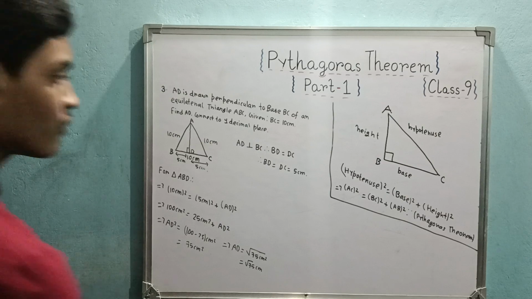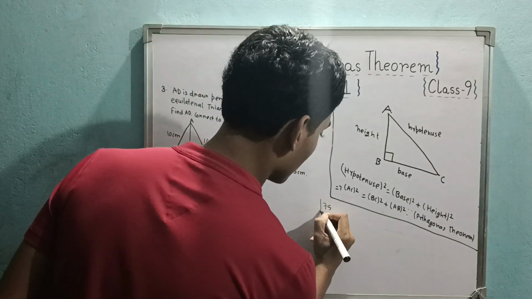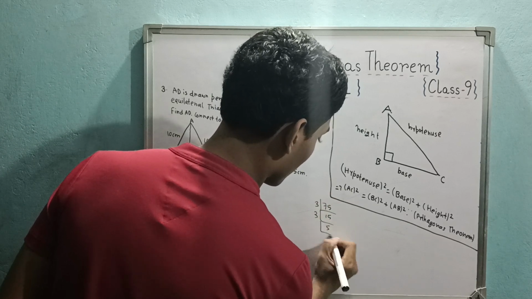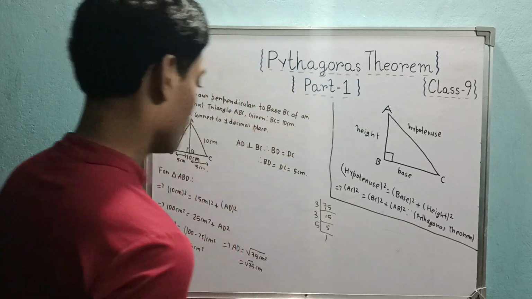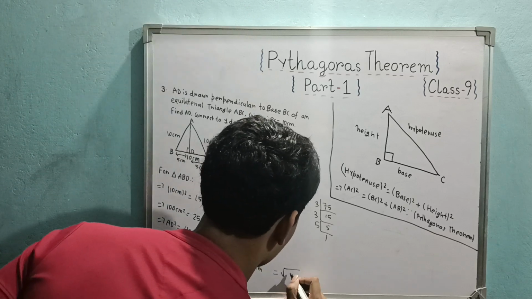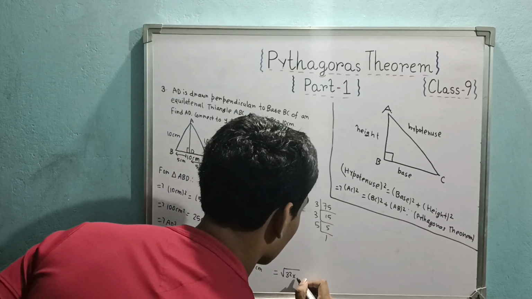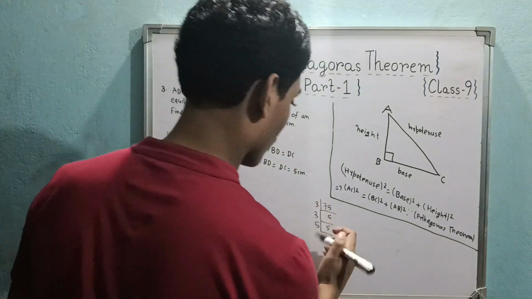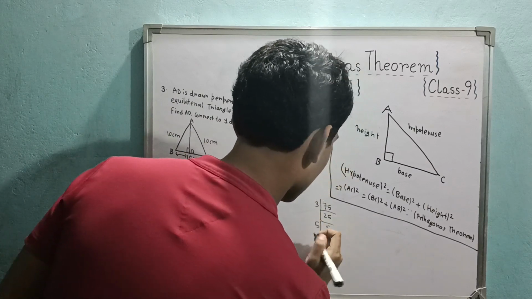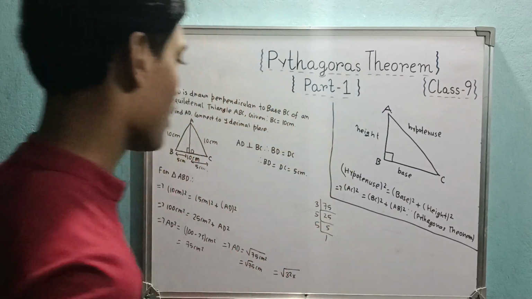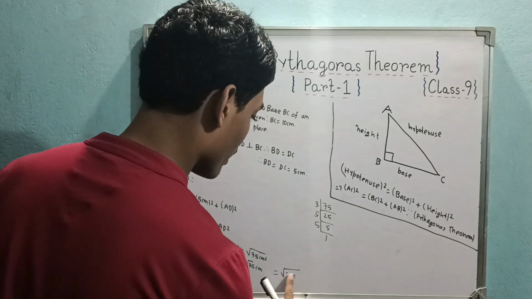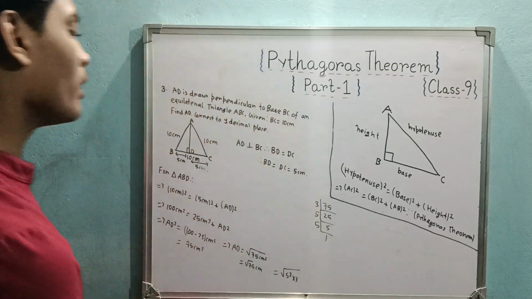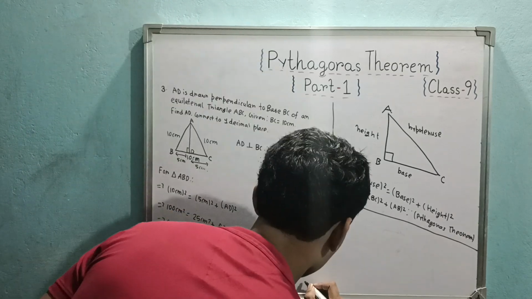So root 75, let us do the factorization of 75. By 3 it is 25, by 5 it is 5, 5 by 5 it is 1. So it is 5 square into 3, so equal to root of 5 square into 3. Remember that form, root of a square into b equals a root b. So this is equal to 5 root 3.